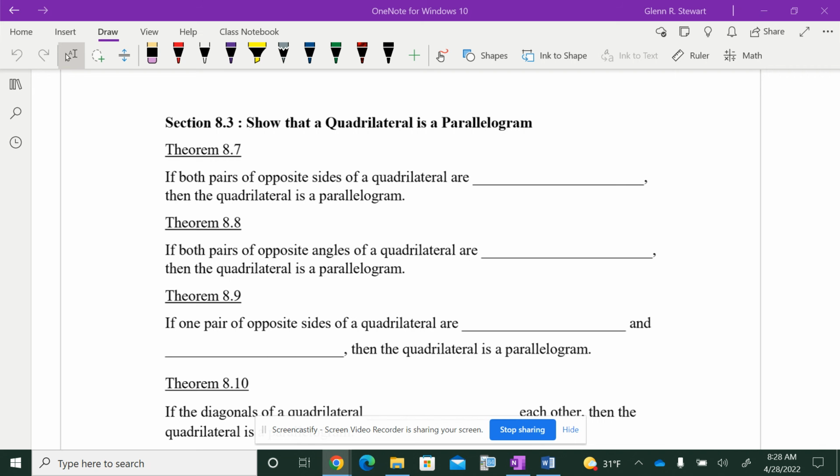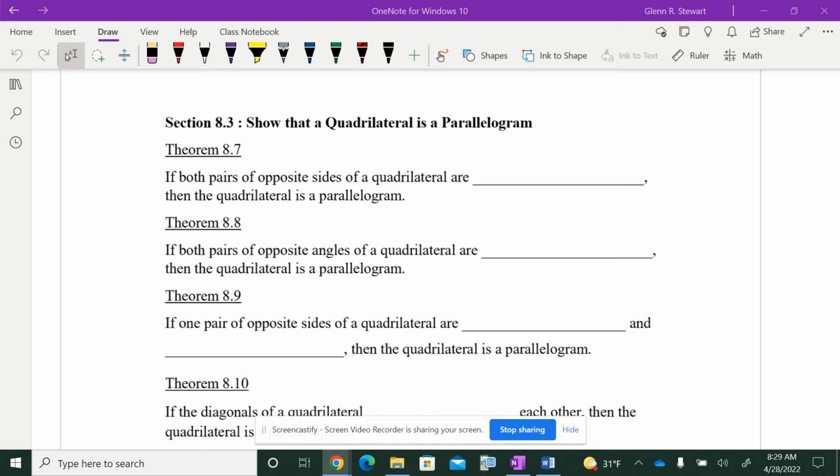Hey, welcome back. Today we're talking in geometry about how to show that a quadrilateral is a parallelogram, from section 8.3 of our book. Today we're going to talk about a couple different types of theorems. The first one is theorem 8.7. Just to preface, it's okay if you don't necessarily know the theorem name, as long as you can explain some type of meaning about it, or explain some type of meaning about a quadrilateral, you should be okay.